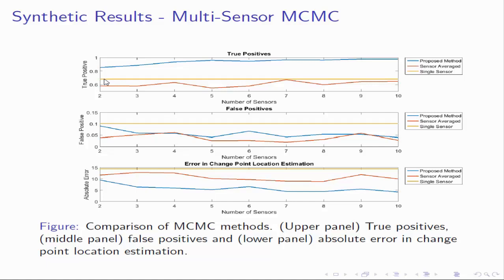And you can see the true positives are significantly higher for the multivariate approach. And the number of false positives is approximately equal to the average of the sensor values. And again, for the error in the change point location estimate, there's an improvement over both the single sensor and the sensor averaged approach.